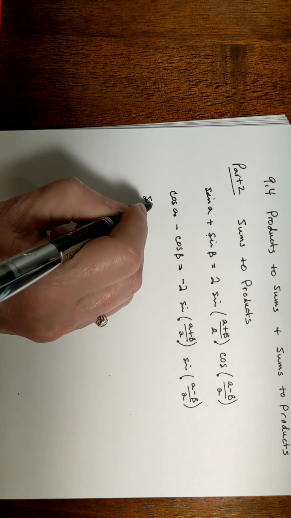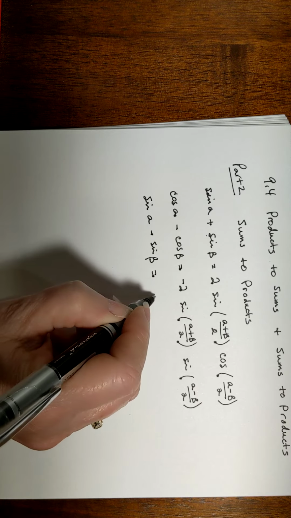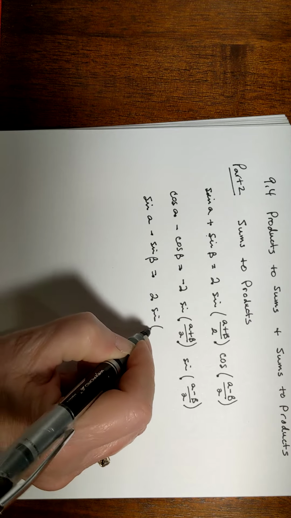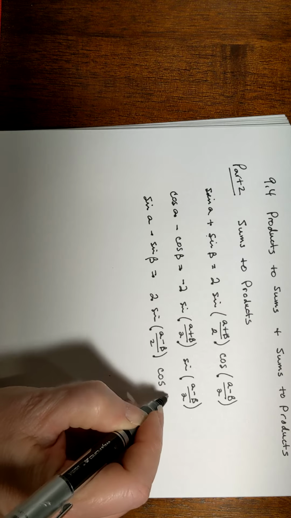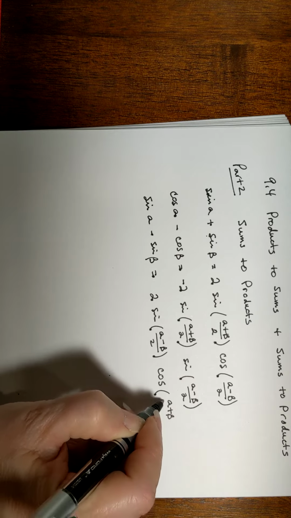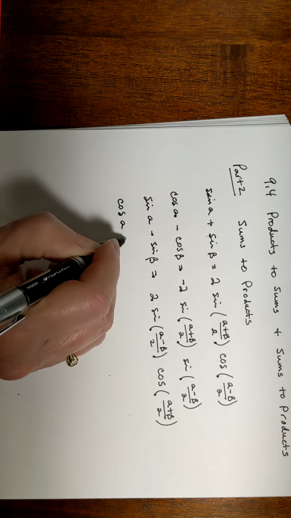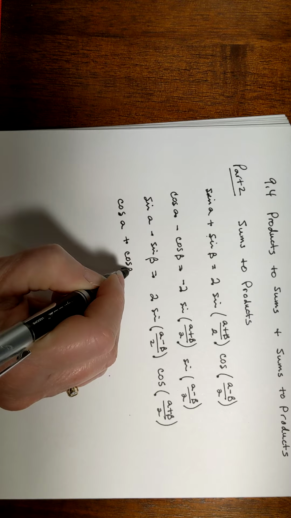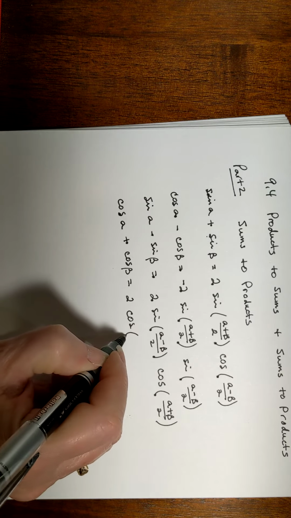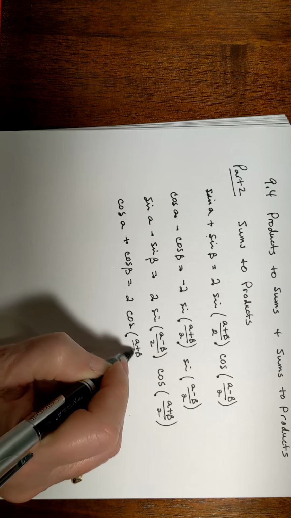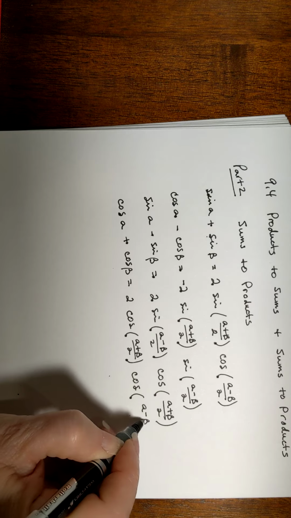Then the sine of A minus the sine of B is equal to 2 times the sine of (A minus B) over 2 times the cosine of (A plus B) over 2. And then finally, the cosine of A plus the cosine of B is equal to 2 times the cosine of (A plus B) over 2 times the cosine of (A minus B) over 2.